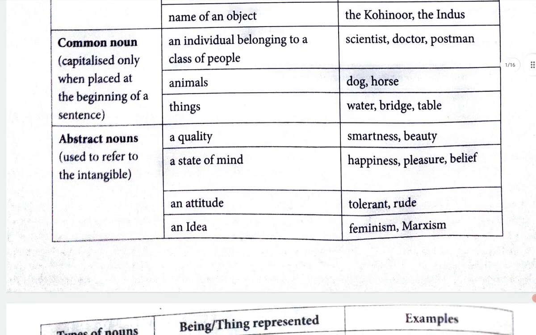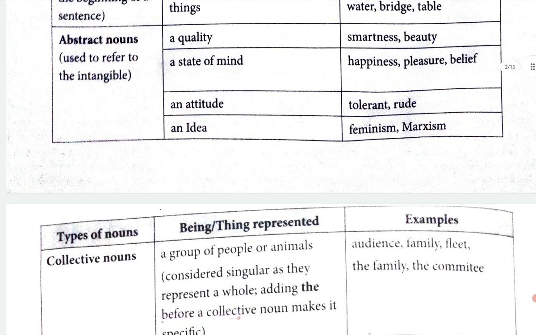Then coming to abstract nouns. These are the things that you can't actually touch or find or show. They can be a quality, a state of mind, an attitude, or an idea. For example, smartness, beauty, happiness, pleasure, belief, tolerance, rudeness, feminism, Marxism, etc. All these things cannot be touched and pointed out as this or that. No, this is a quality. It can be a state of mind. It can be an attitude. It can be an idea.